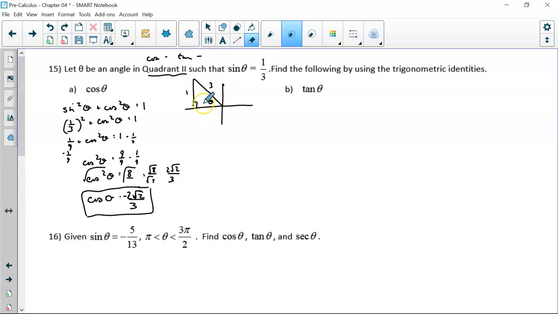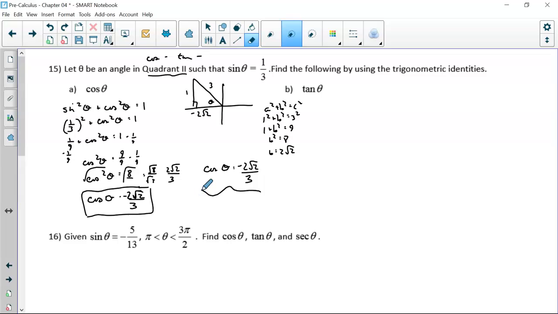Now we can find the missing side of that triangle. A squared plus b squared equals c squared. So 1 squared plus b squared equals 3 squared. 1 plus b squared equals 9. B squared equals 8. So b equals 2 root 2. Now, because we're in quadrant 2, it's going to be negative, and you can actually just see cosine is the adjacent over the hypotenuse. So cosine of theta is negative 2 root 2 over 3, and I think drawing the triangle was actually way quicker.